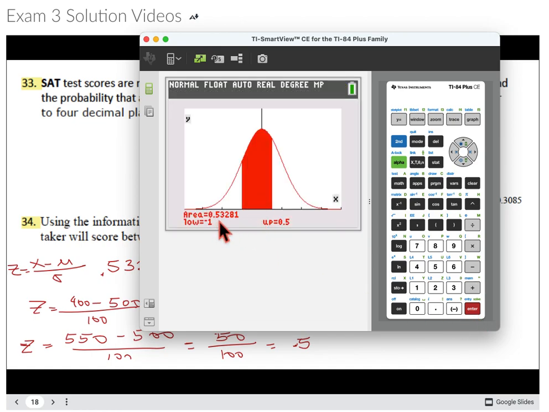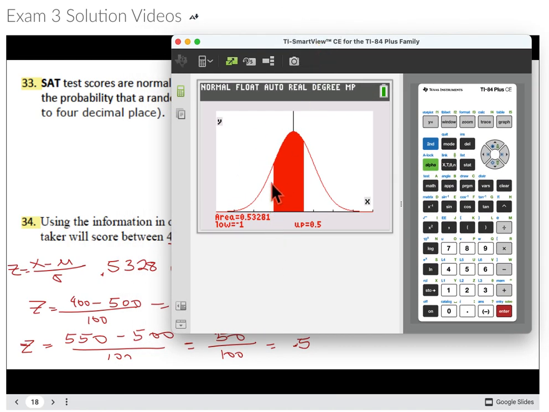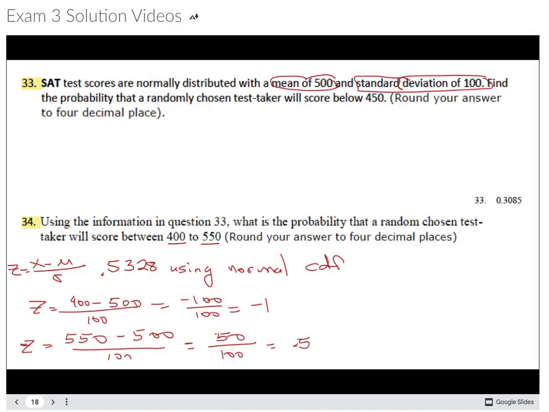Draws up, and there's the 0.5328, exactly what we got with the other one, but this one gives us the picture of what kind of a distribution we have, how we're sitting around the mean, and maybe is a little bit more powerful, I would say. That's 34.